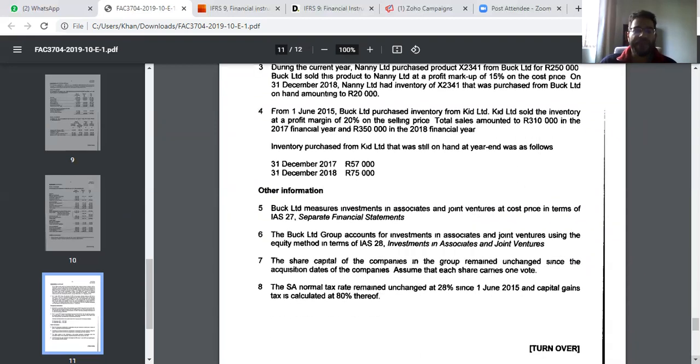So now we have other information. Buck measures investments in associate and joint ventures at cost price. Buck Ltd Group accounts for investments in associate and joint ventures using the equity method. They have no choice. The share capital of the companies in the group remain unchanged. It will always be the case for our purposes. The SA normal tax rate remained unchanged at 28% since 1 June 2015.